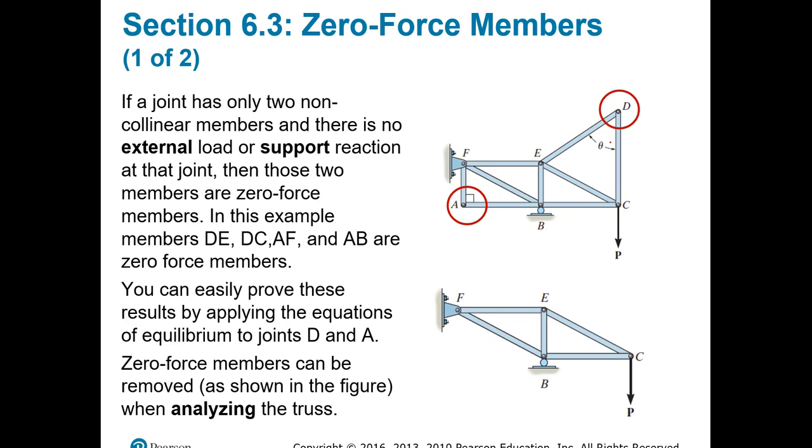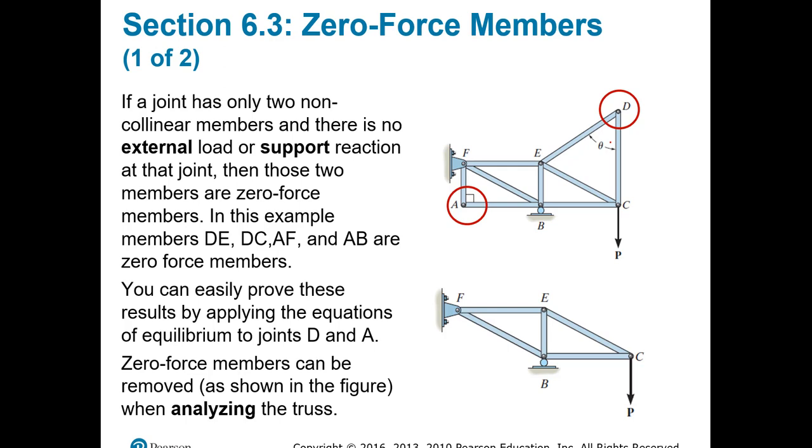So if a joint, and this is very important because this will simplify your calculations by a lot. Sometimes you will have a truss with different members, right? If you can find the zero force members, then you will be saving yourself a lot of time. So if a joint has only two collinear members and there are no external loads or support reactions at the joint, then these two members are zero force members.